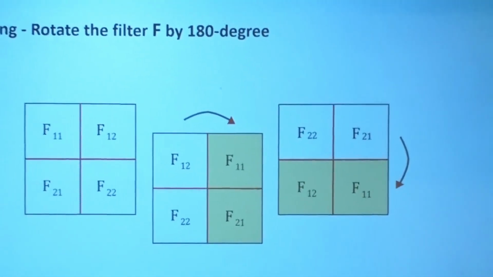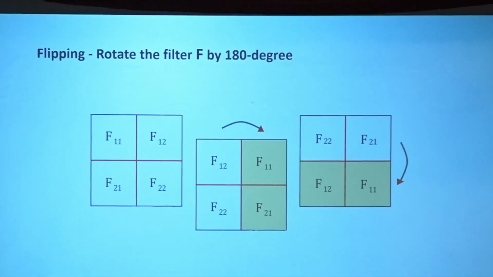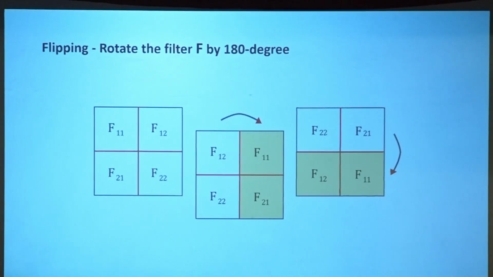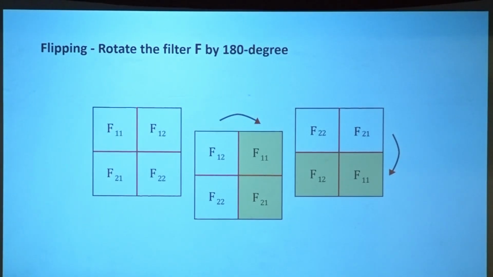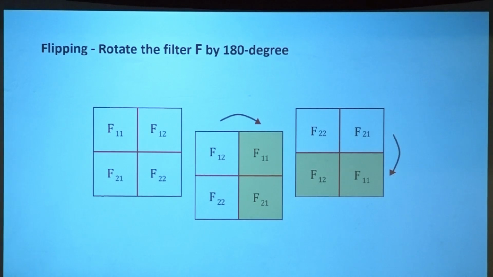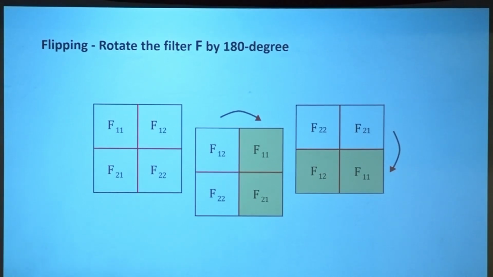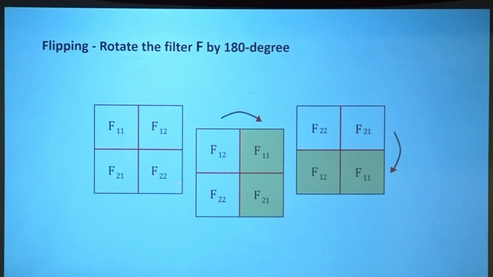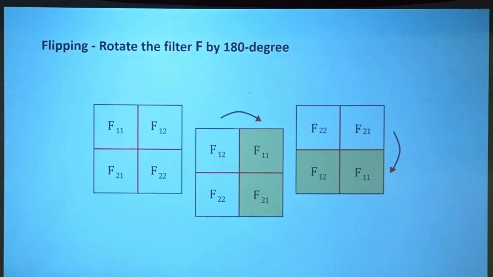Just flip your filter both vertically and horizontally. Nothing but 180 degrees of rotation of your filter. This is your filter, F11, F12, F21, F22. Flip it vertically and then horizontally. So what is the meaning of 180 degrees of rotation? The corner diagonal elements are to be flipped.